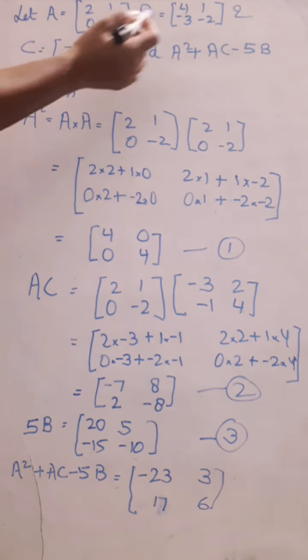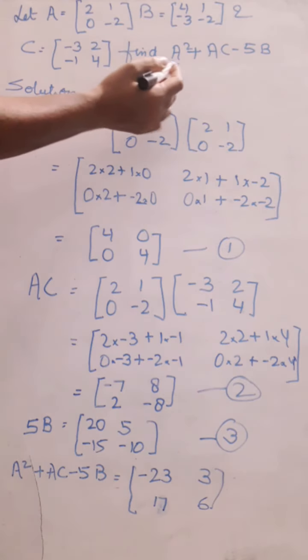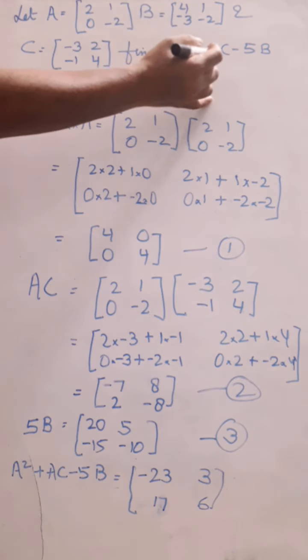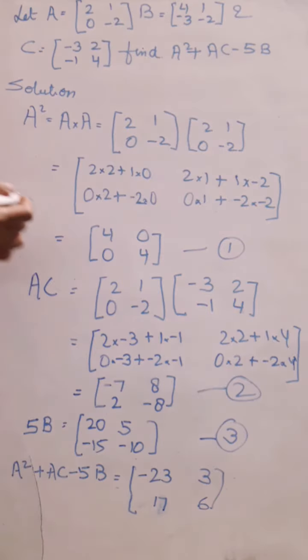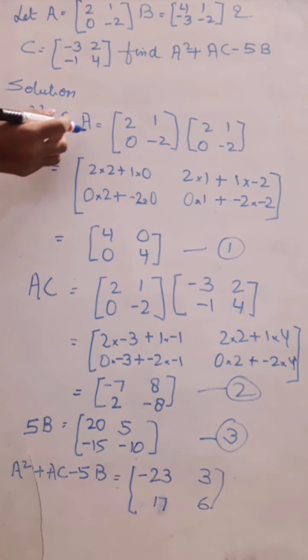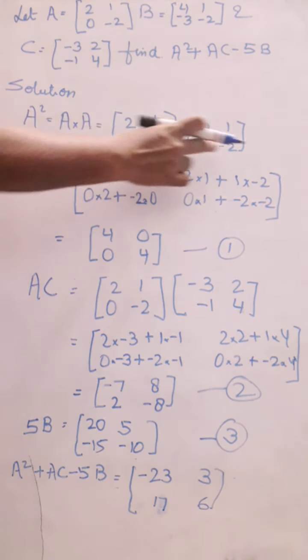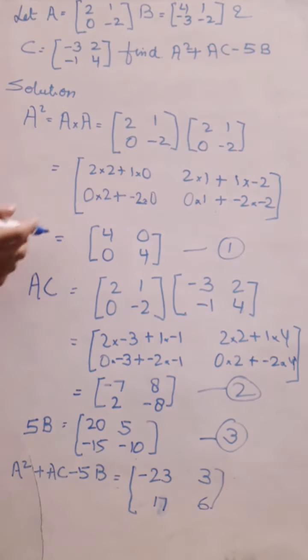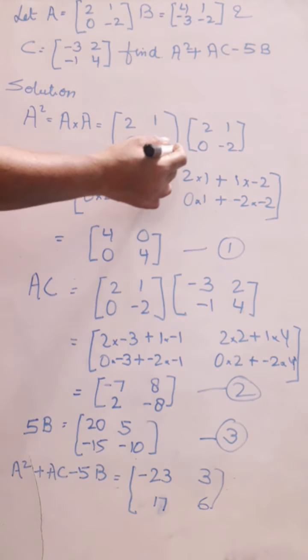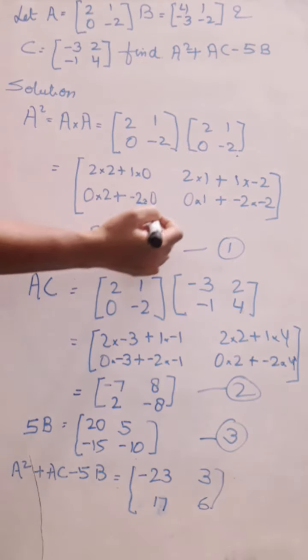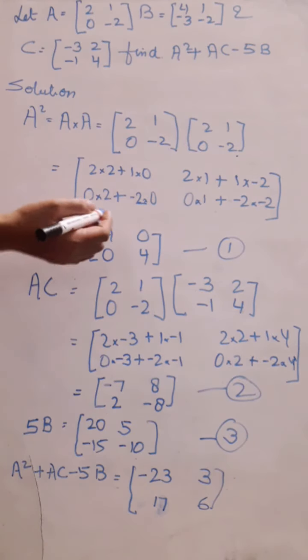Let A equal to this, B equal to this and C is equal to this. We need to find out A squared plus AC minus 5B. So A squared means A into A. This is your matrix A. I have written A into A. Now here this is of 2 into 2 order, this is of 2 into 2 order. So the answer will also be of 2 into 2 order.